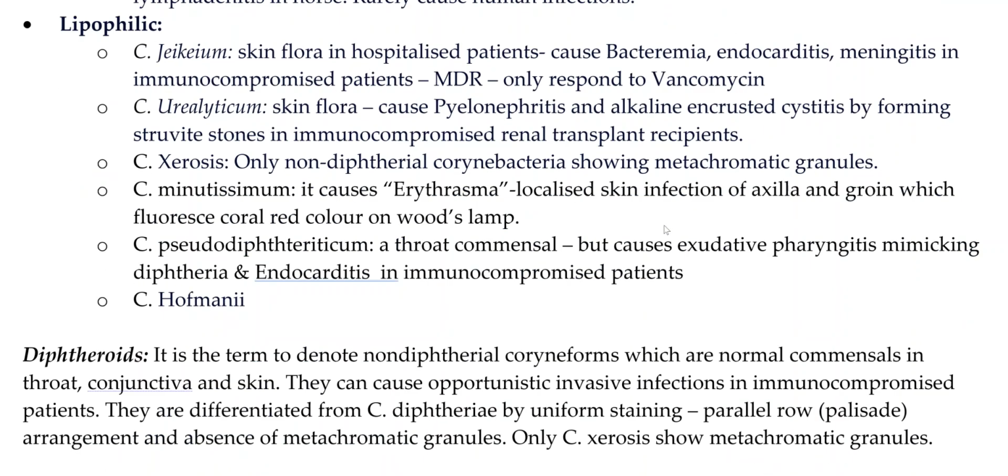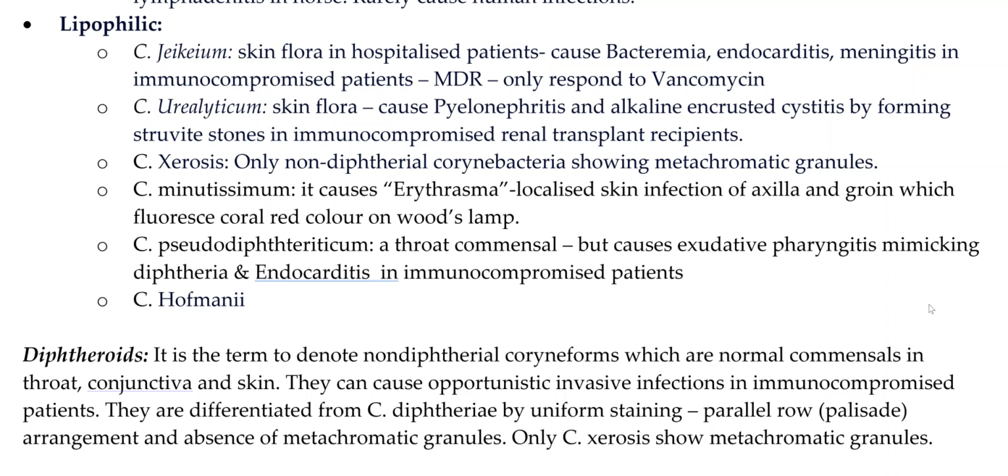There is another term which some textbook and some people use, that is diphtheroids. Now, what is this diphtheroids? It is a term to denote all other corynebacteria apart from Corynebacterium diphtheria, so non-diphtherial corynebacteria, and which are normal commensals, usually in throat, conjunctiva, and skin. And they usually cause opportunistic invasive infection in immunocompromised patients.